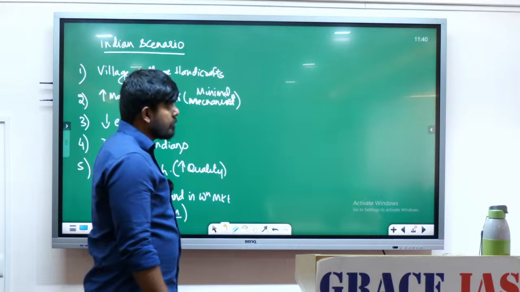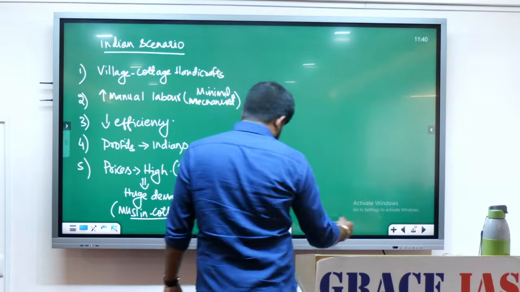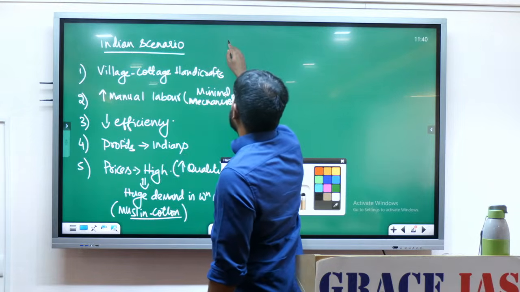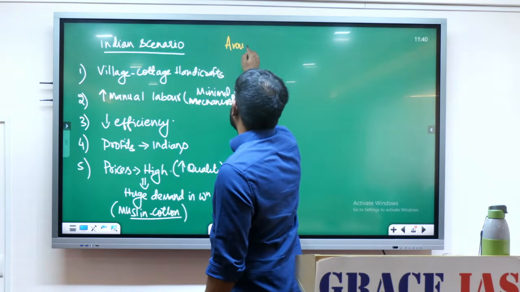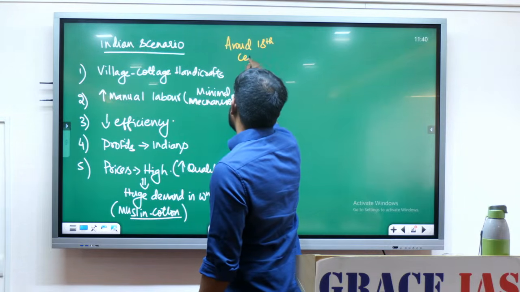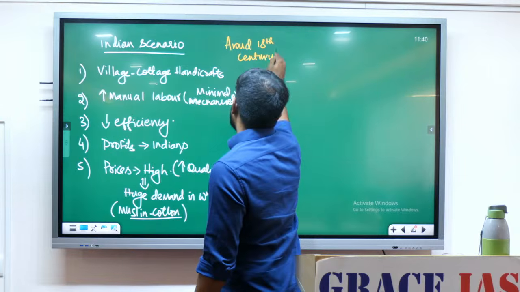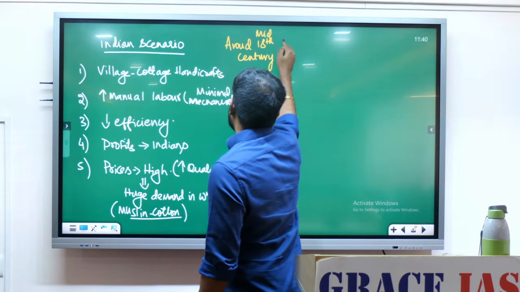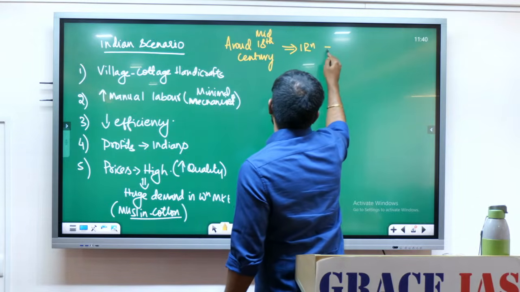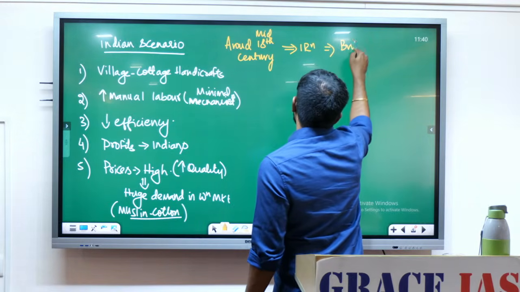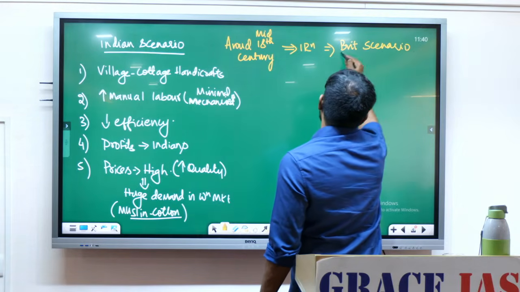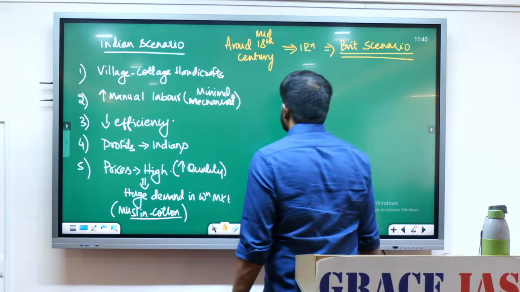And in England, around 1750s, mid 18th century, there was the Industrial Revolution. So we will try to understand what was the British scenario here.